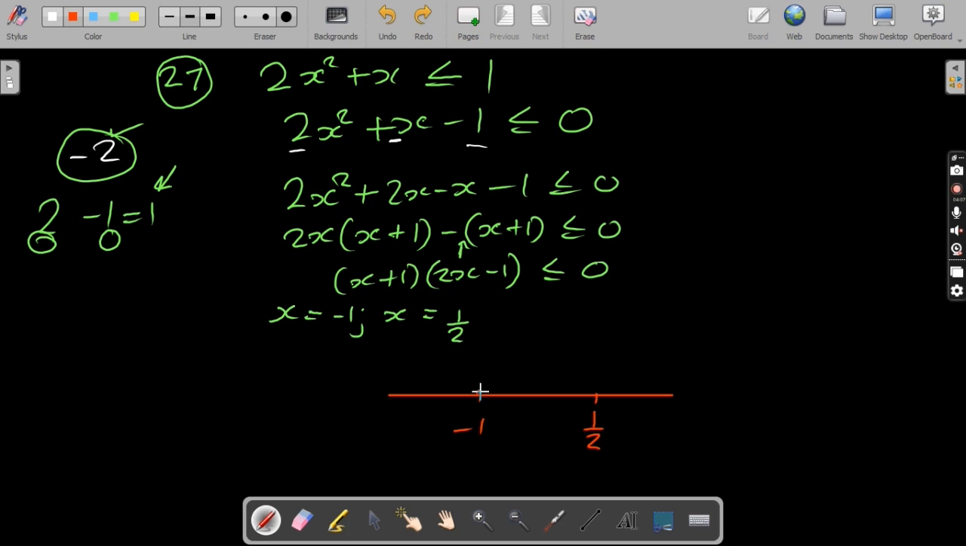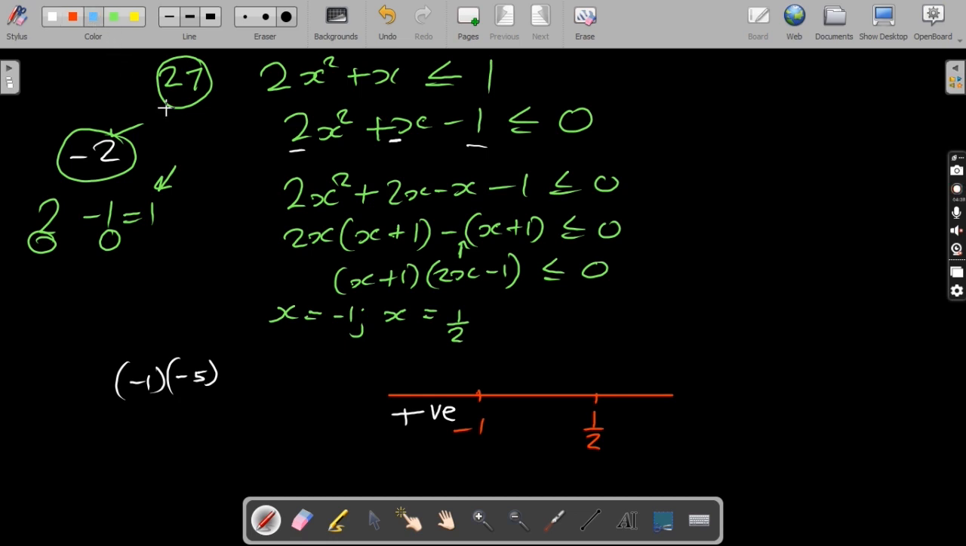We're going to pick a number in each of these sections and then assign a sign. Whichever number we choose basically answers for all of them. When we pick a number less than minus 1, let's say minus 2, we substitute minus 2 into this part. We have minus 2 plus 1, which is minus 1 in the first bracket. Then minus 2 multiplied by 2 is minus 4, minus 1, which is minus 5. If you multiply these, we're only interested in the sign, and we get a positive answer.